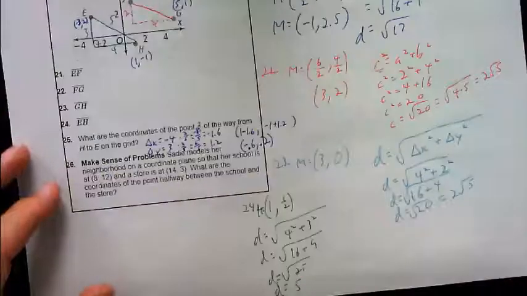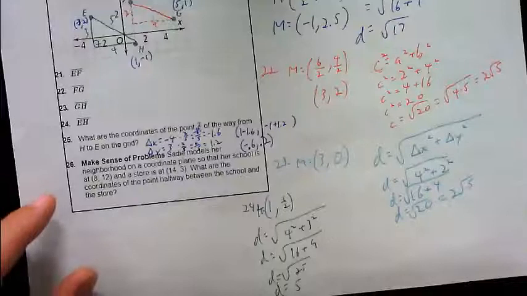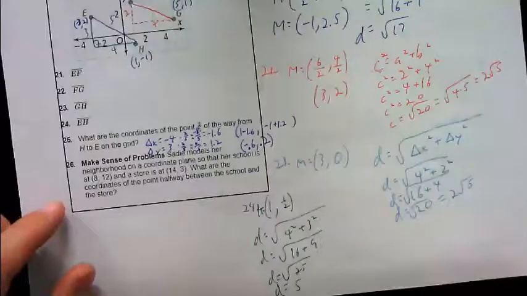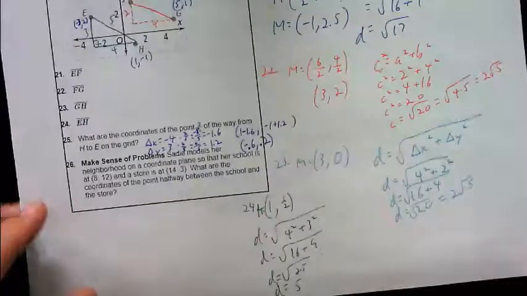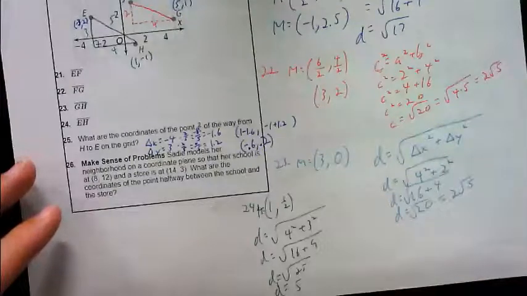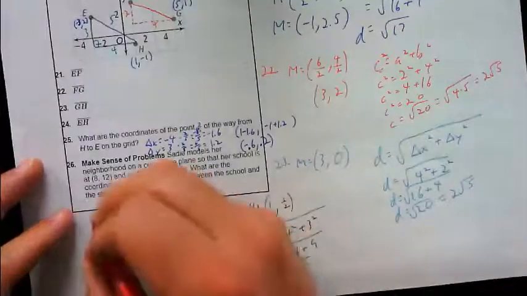Number 26. Say models her neighborhood on a coordinate plane so that her school is at (8, 12) and the store is at (14, 3). What are the coordinates of a point halfway between the school and the store? So what are they looking for? They're looking for the midpoint. So you're taking an average of those 2 points.